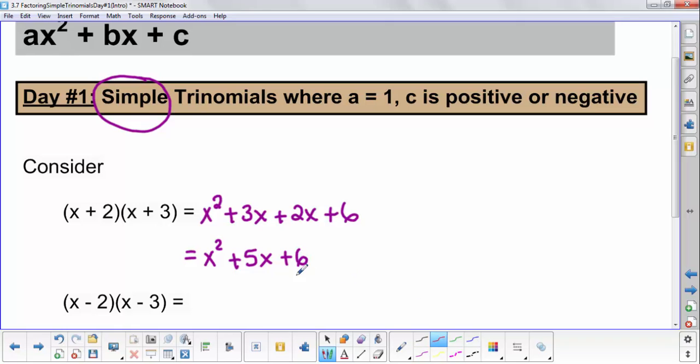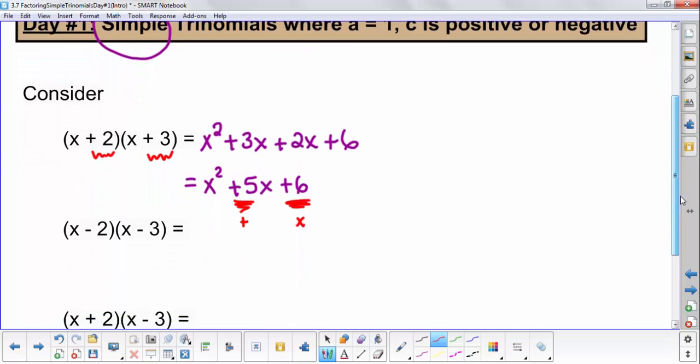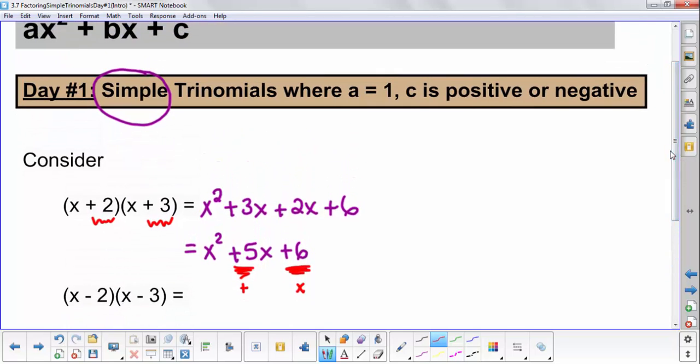So you want to look for two numbers that multiply to the last term and add to the middle term's coefficient. So you want to find two numbers that multiply to 6 and add to 5. Because we've done the practice already, two numbers that multiply to 6 are 2 and 3, and those same two numbers, 2 plus 3, also give me 5. Notice how those were the two numbers in the brackets. So if you're okay with that idea, I'm going to skip ahead and get to the factoring practice.